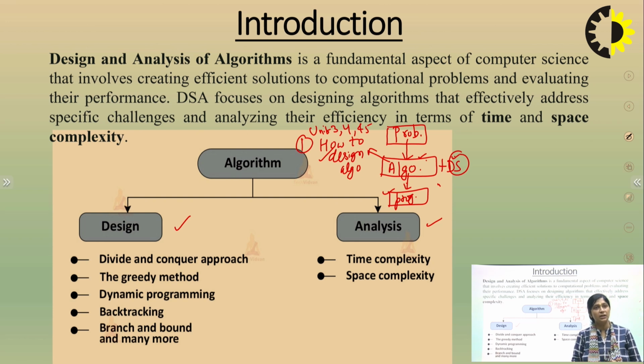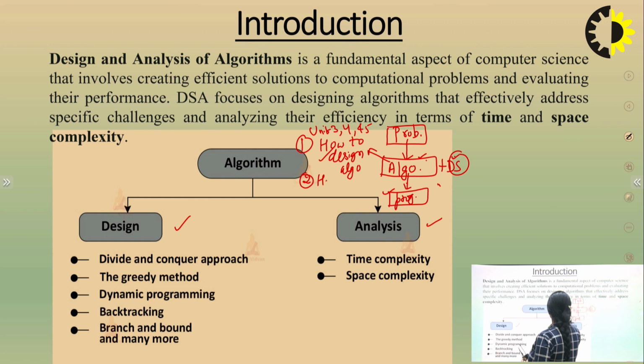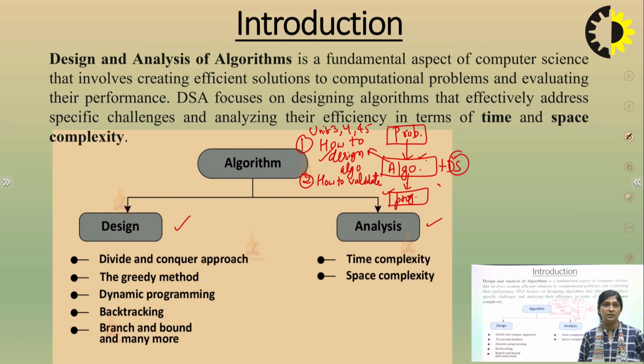After designing the algorithm, the second term is how to validate. Means the algorithm you have designed, is this meaningful or not? Is this feasible or not? Is this possible or workable or not? That's why you have to validate it.